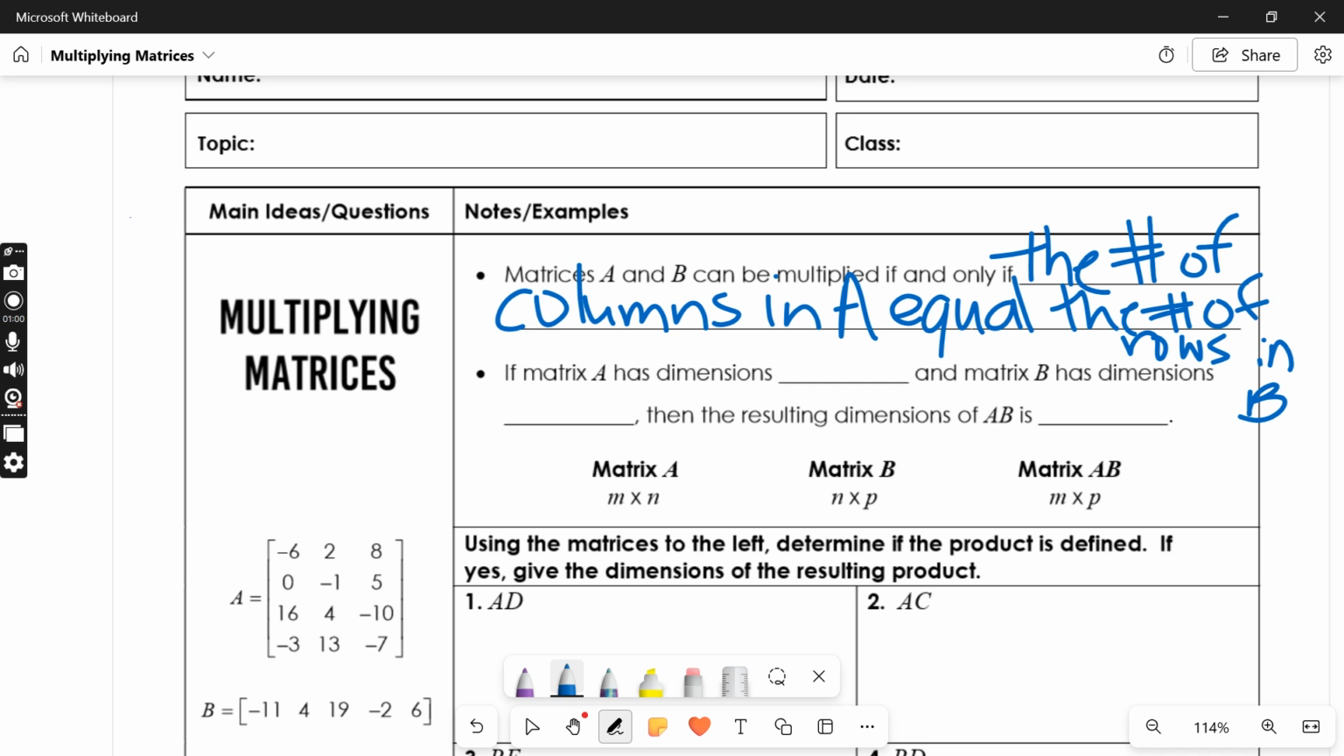If matrix A has dimensions m by n, and matrix B has dimensions n by p, notice the last one of A matches the first one of B, then the resulting dimensions are m by p. Okay, so these last two have to match, and then our result is the first one and the last one.